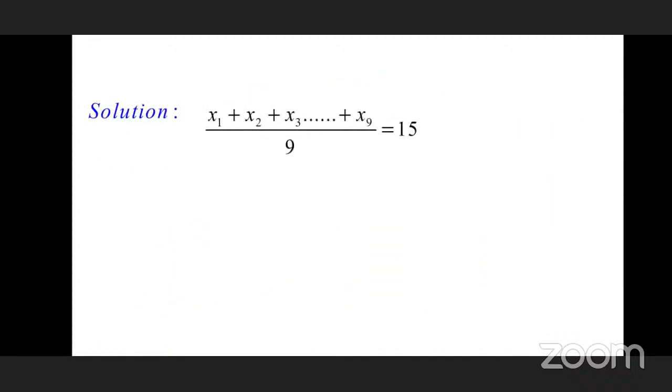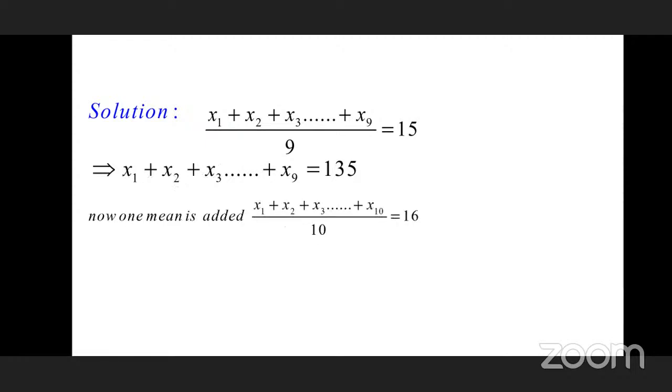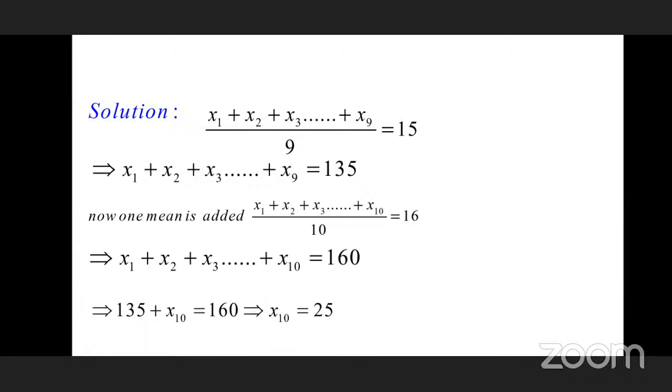The procedure is: x1 plus x2 plus x3 and so on up to x9, divided by 9, is equal to 15. Cross multiplication, what do we get? x1 plus x2 plus x3 and so on up to x9 is equal to 135 only. Now one more item is added, that is x10. So x1 plus x2 plus x3 and so on up to x10 is equal to 160. But up to x9 it is 135 only. 135 plus x10 is equal to 160. x10 is equal to 25 is our correct solution.